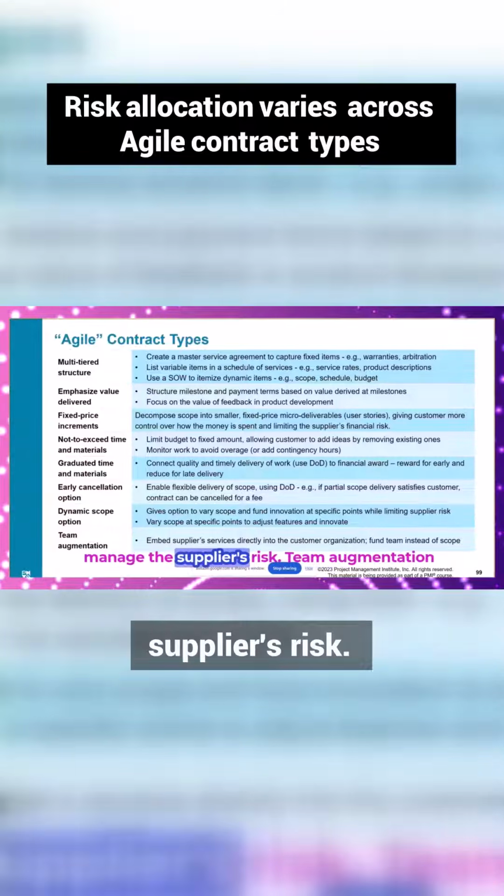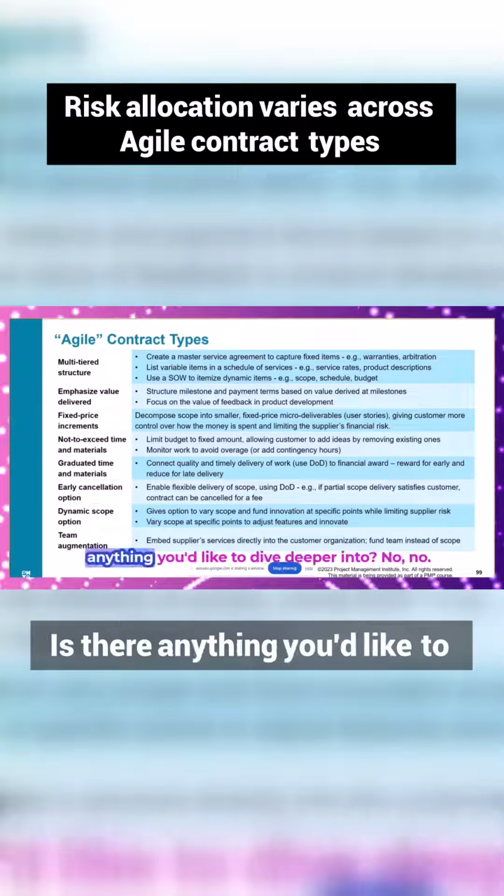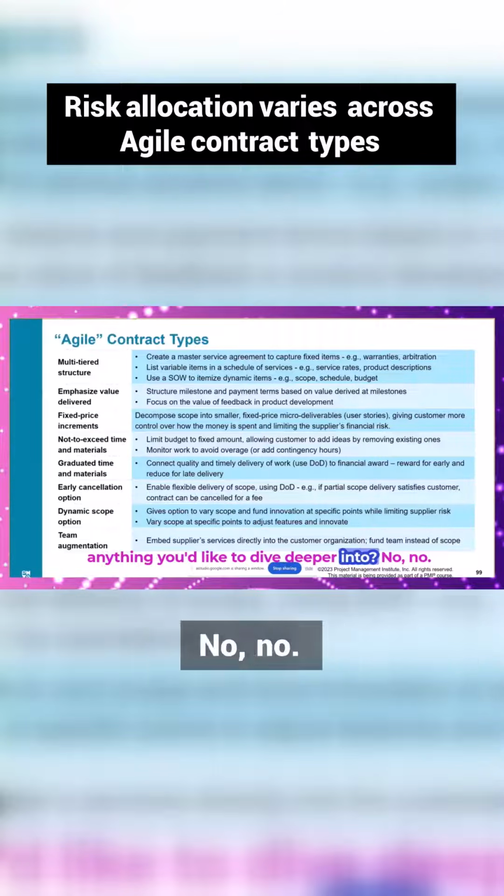Early cancellation options also reduce the customer's risk, while dynamic scope options help to manage the supplier's risk. Team augmentation shifts more risk to the customer. Is there anything you'd like to dive deeper into?